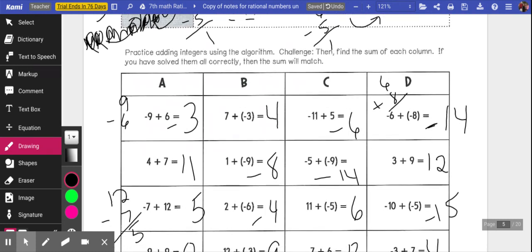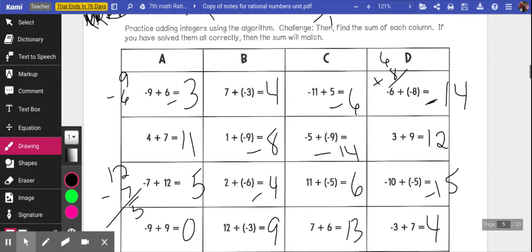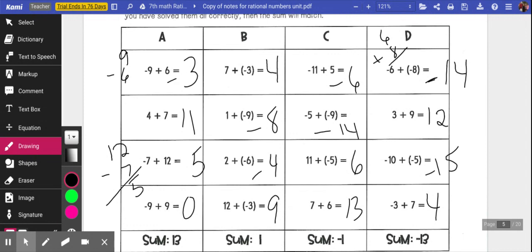Let's see here. In column B, this 2 plus negative 6, I subtracted because the signs are different, and I took the sign of the bigger number. Right next to that, I subtracted and got 6, and then I took the sign of the bigger number. Negative 10 plus negative 5, the signs are the same, so we add them and keep the sign.